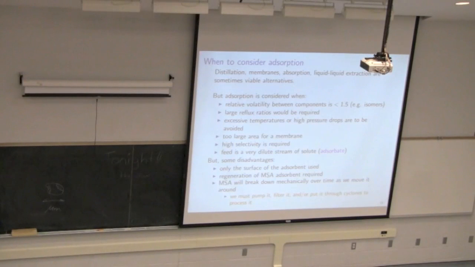Now adsorption, when should you use adsorption relative to membrane separations, for example, or distillation? Well, one way to look at it is to consider adsorption will work really well when you've got two isomers. We saw that example yesterday. Two isomers would have very close relative volatility, so distillation may not be appropriate or won't succeed in separating those isomers. If you need large reflux ratios, so why do we use large reflux on a distillation column?